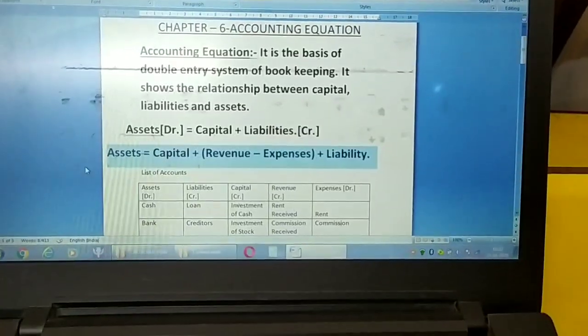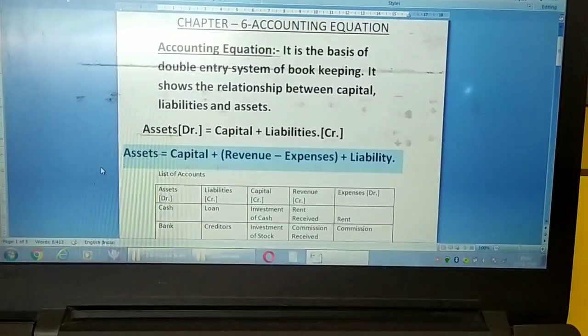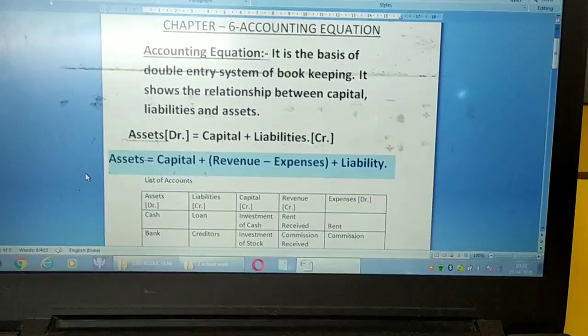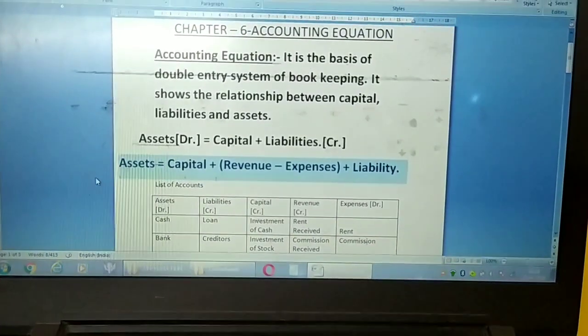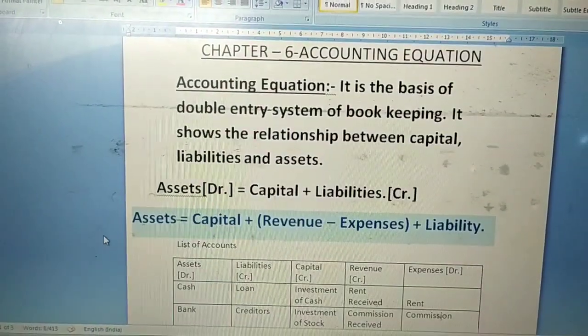Revenue is added because we will be studying about accounting equation. First of all, definition. It is the basis of double entry system of bookkeeping. It shows the relation between capital, liabilities and assets.